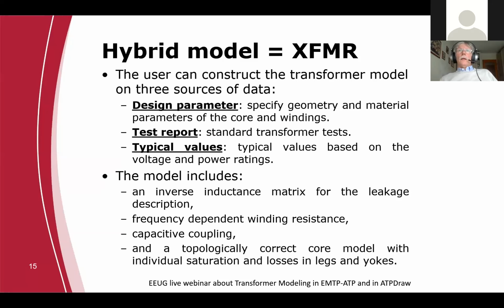winding. Hybrid model is a more sophisticated, even more sophisticated way of transformer modeling than the BC-Tran itself. We can work with the same test reports as we used for the BC-Tran, but there are two additional options. We can use design parameters of the transformer. I will show to you what design parameters mean. Very few of us have access to these design parameters, but we can work with typical values.